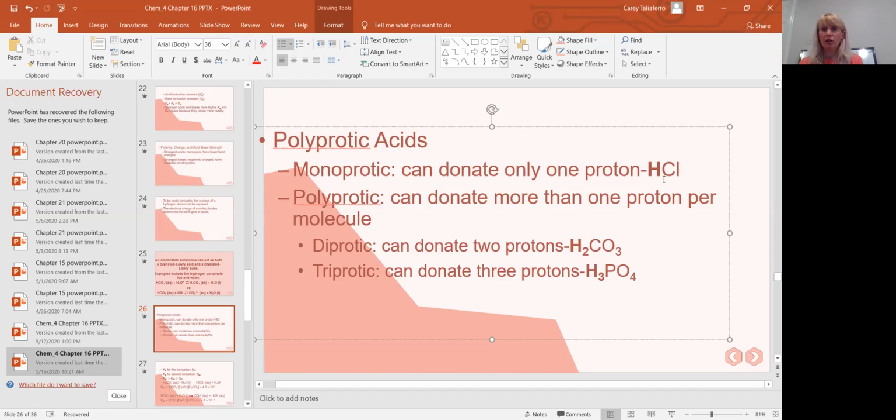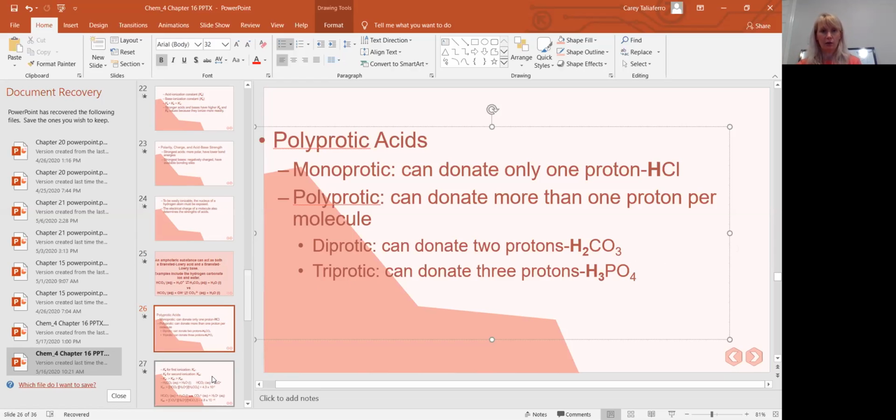Polyprotic, under that umbrella of polyprotic acids, you'll typically have either a diprotic or a triprotic. Those prefixes tell you exactly what that means. So a diprotic acid would have two hydrogens that it could potentially donate, and the triprotic could possibly donate those three. All the same molecule, but it has multiple protons that it could potentially donate.